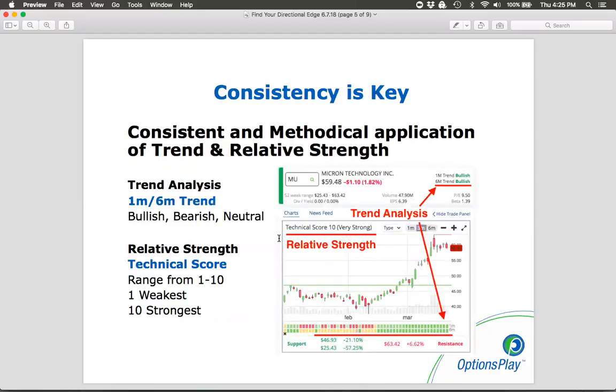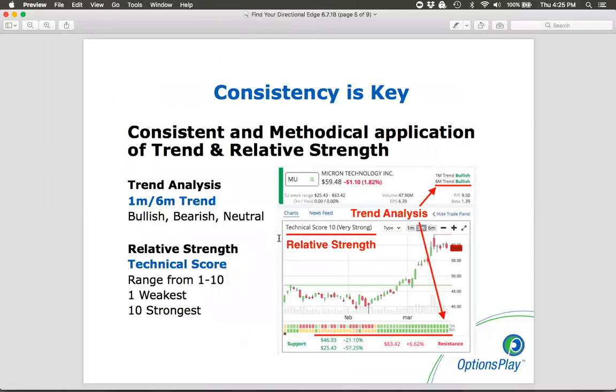And the key here is that it actually doesn't matter which one of these trend indicators you really use or which relative strength measure you use. The key here is actually consistency, meaning not only looking at trend analysis, but looking at the same type of trend analysis day after day, month after month. That's how you are able to gain a directional view.